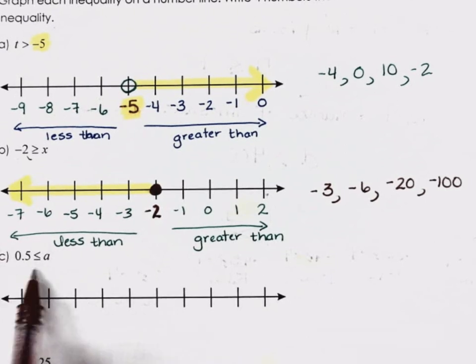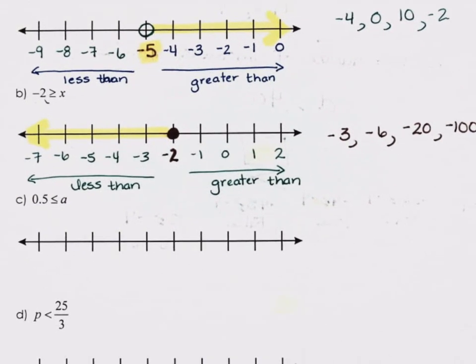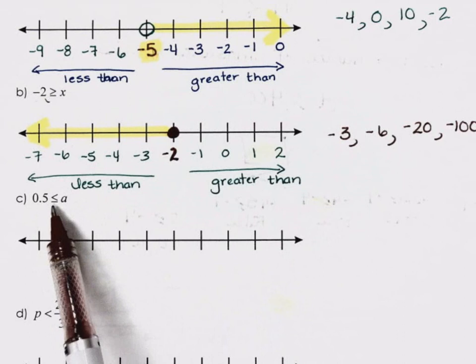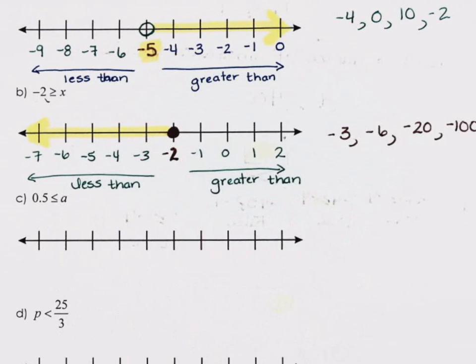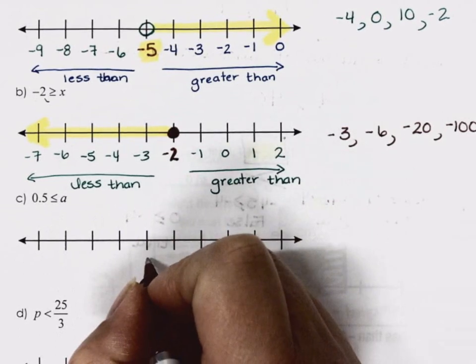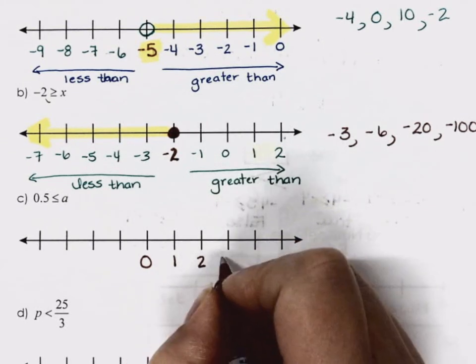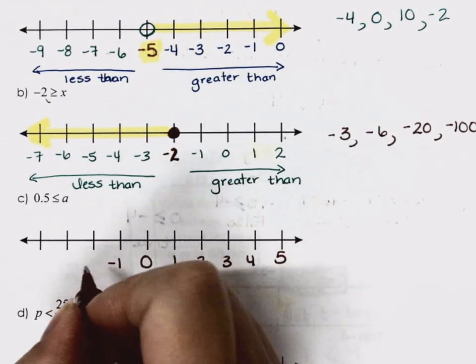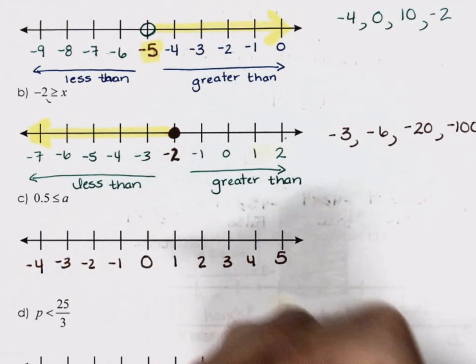So here we are with a decimal. All right. So I know my circle is going to be closed because it has the equal sign in it, which is pretty great. I'm actually going to do this one a little bit differently. I'm going to start with whole numbers. So 1, 2, 3, 4, 5, and then -1, -2, -3, -4.